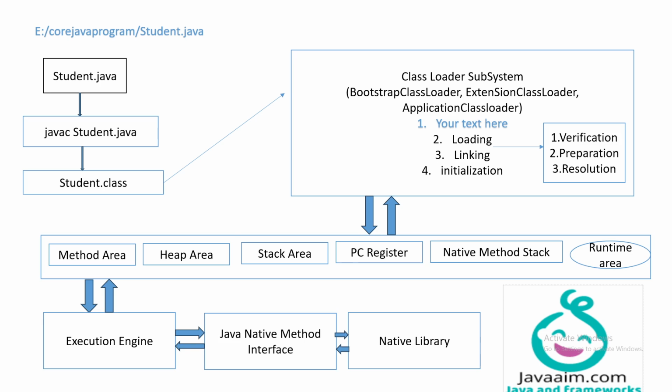What will it do in the preparation phase? The moment a class is getting loaded, in the preparation phase, it will find out what are the static class level variables present in this particular class. Here, it will allocate memory for those class level static variables of the class. After allocating memory, it will assign a value. What value? Default value to those particular variables.